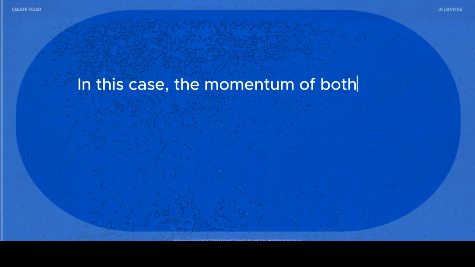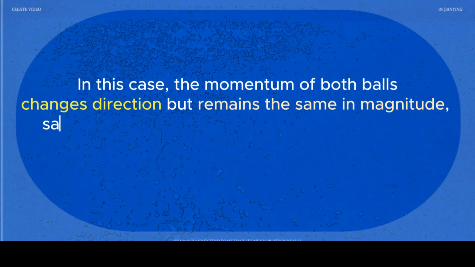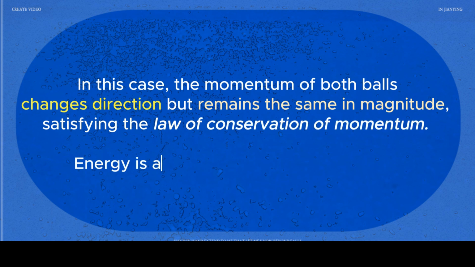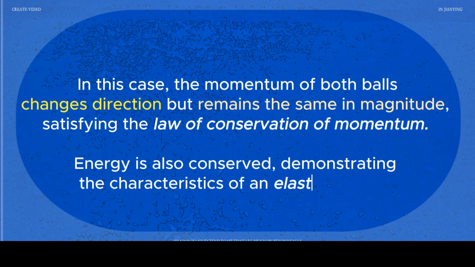In this case, the momentum of both balls changes direction, but remains the same in magnitude, satisfying the law of conservation of momentum. Energy is also conserved, demonstrating the characteristics of an elastic collision.